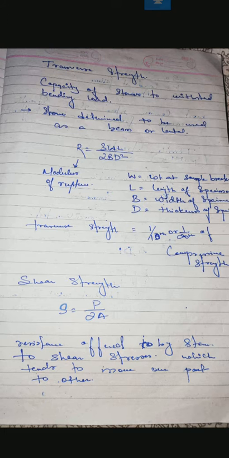So the next we have shear strength. Shear strength is the resistance offered by the stone or the rock to shear stresses, which tend to move it from one point to another, and it is given by P by 2A, where P is the load at failure and A is the area.